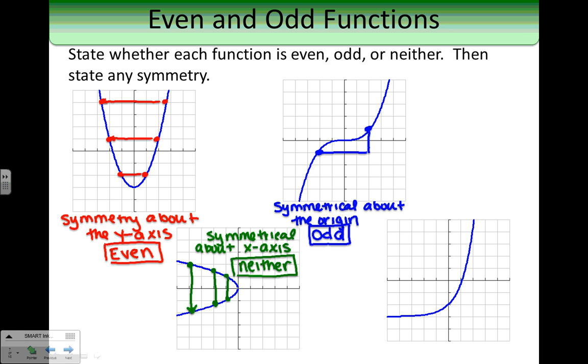Last one. Take a look at this. If I pick a point, I don't have any reflection across the y-axis. I don't have any reflection across the x-axis. If I were to try and do both, across the x-axis and then across the y-axis, I don't have any of that either. So this has no symmetry, which means it is not even and it is not odd. So it's neither even nor odd.